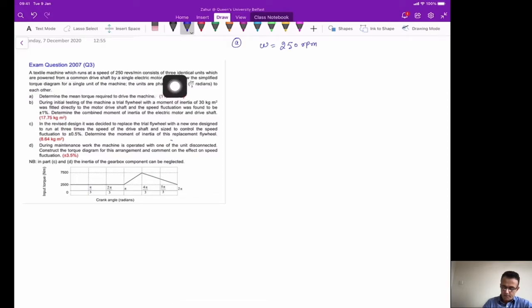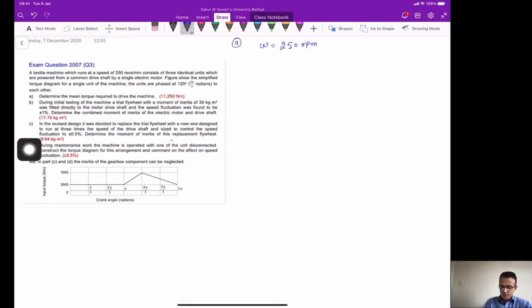You are given three identical units which are powered from a common drive shaft by a single electric motor. And the figure here shows the simplified torque diagram for a single unit of the machine, and the units are phased at 120 degrees, or 2 pi by 3 radians, to each other. So this diagram is given for a single unit, but you will have to combine three similar diagrams. Part A is to determine the mean torque required to drive the machine.